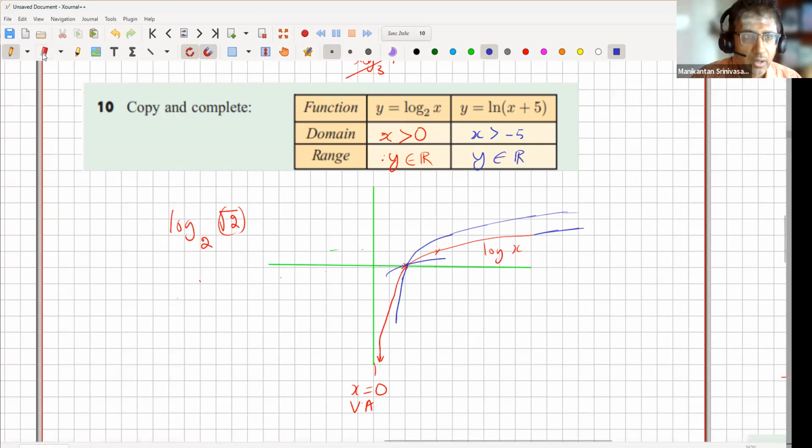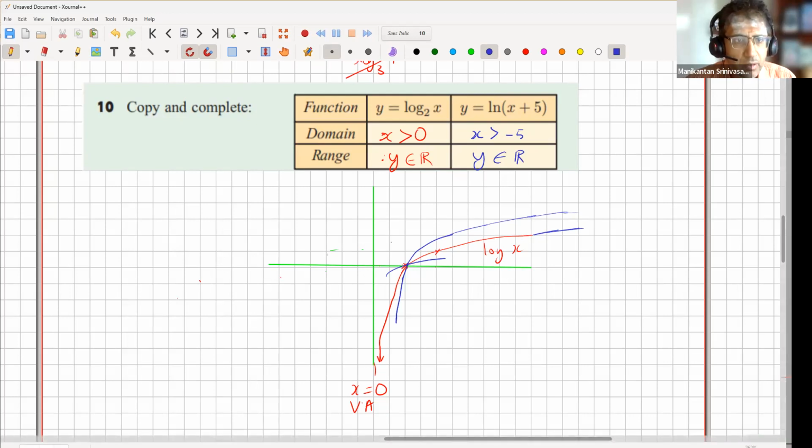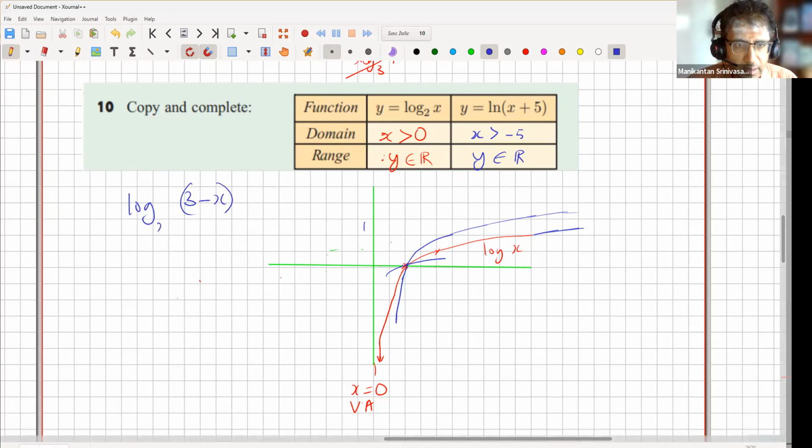Okay. What about, I'll make another function. Log of 3 minus x to the base x minus half. Can you tell me what the domain for this question would be? Domain.